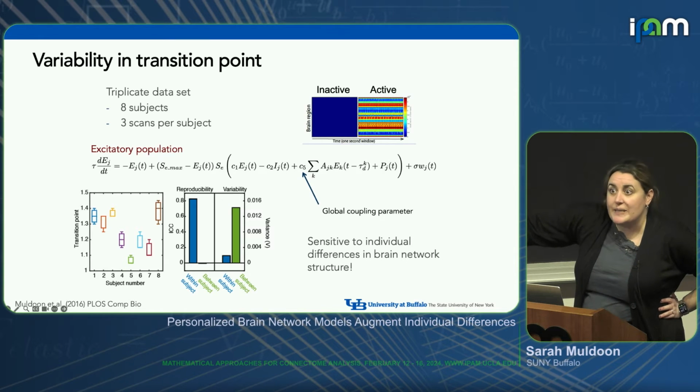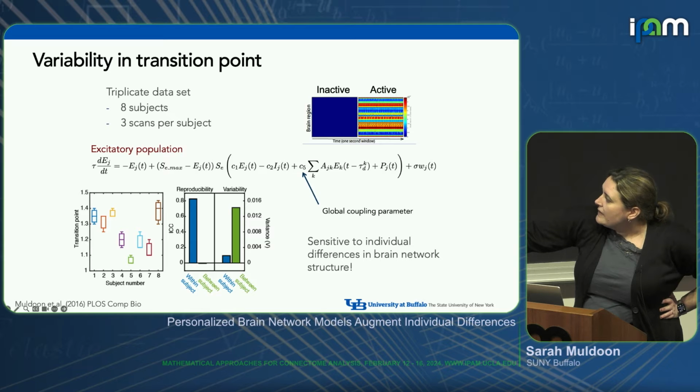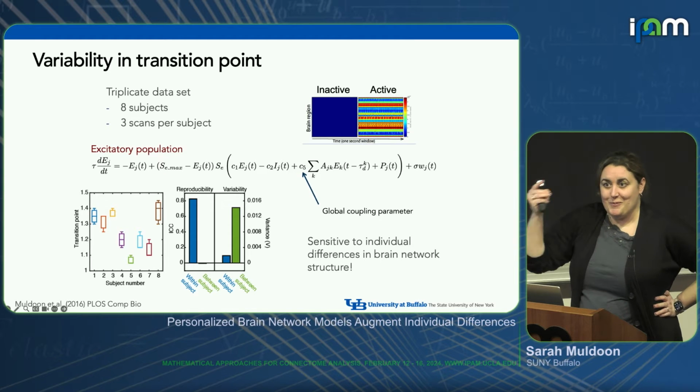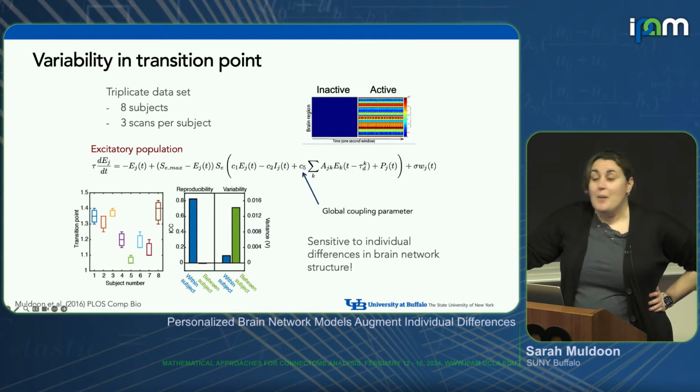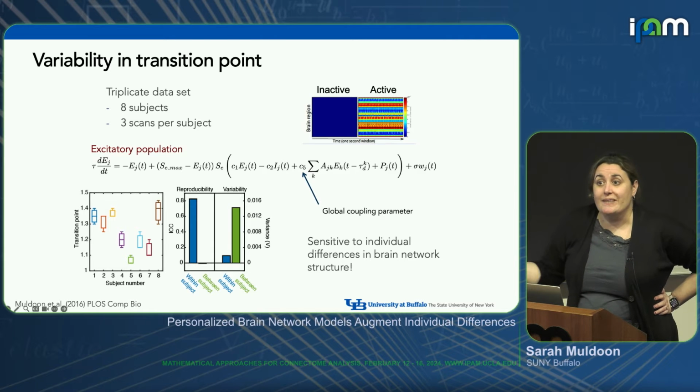Again, we had 8 subjects, 3 scans per subject. So this is the point, basically, where they transition from this inactive to this active state. And if you look at this across 8 people, there's variability within scans within a person, okay? But there's a lot more variability even between people, okay?